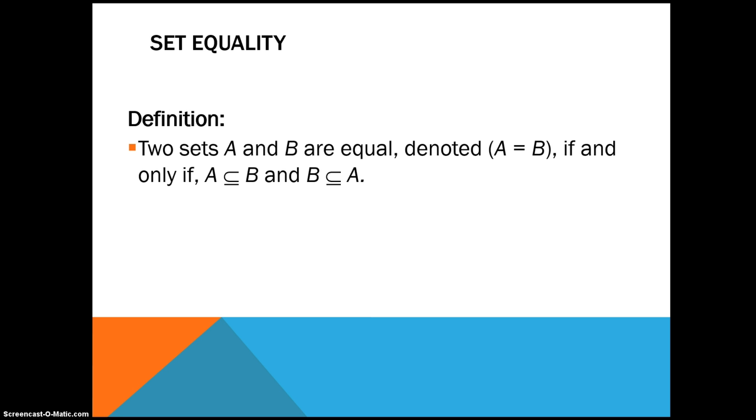Set equality, this is probably the most intuitive of all of the definitions, and set equality basically means that the two sets have exactly the same elements in them. Mathematically, we would say that A is a subset of B, in other words everything in A is in B, and B is a subset of A, in other words everything that's in B is also in A. So all the same elements in both sets.